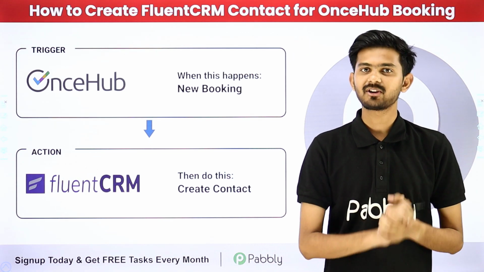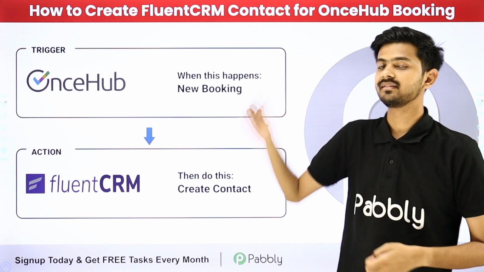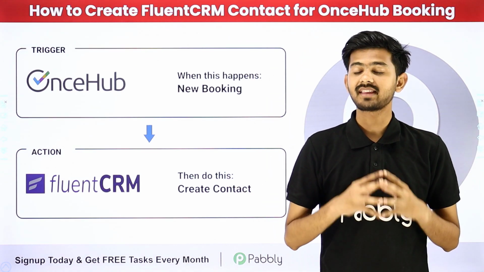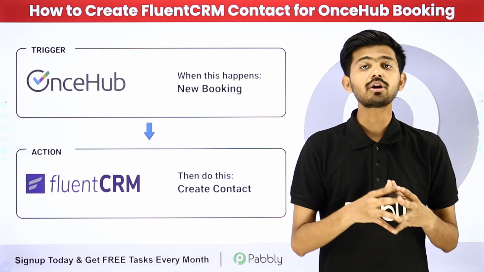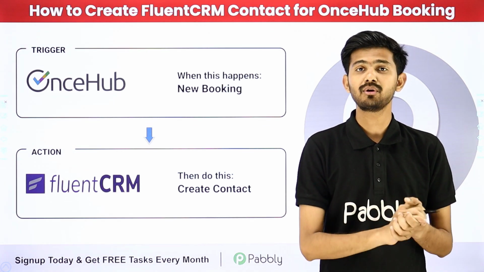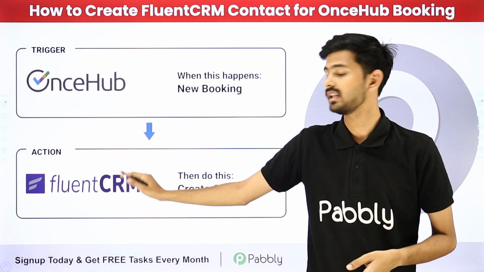Hello everyone, today our topic is how to create a Fluent CRM contact for a OnceHub booking. My objective is that whenever I receive a new booking from OnceHub for any event, I automatically capture the details of that booking and use them to create a new contact in Fluent CRM.